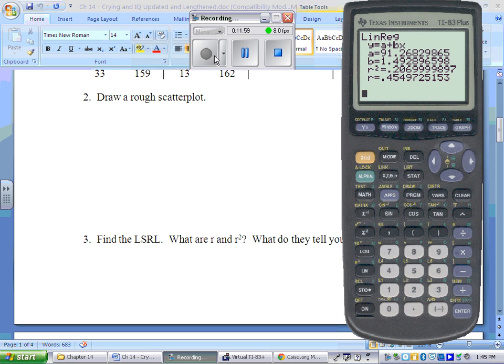So if the correlation, now we already looked at the graph, so we already know the answer to this question. But if I look at a correlation of 0.45, then I'm going to say I have a weak positive linear relationship between crying and IQ.